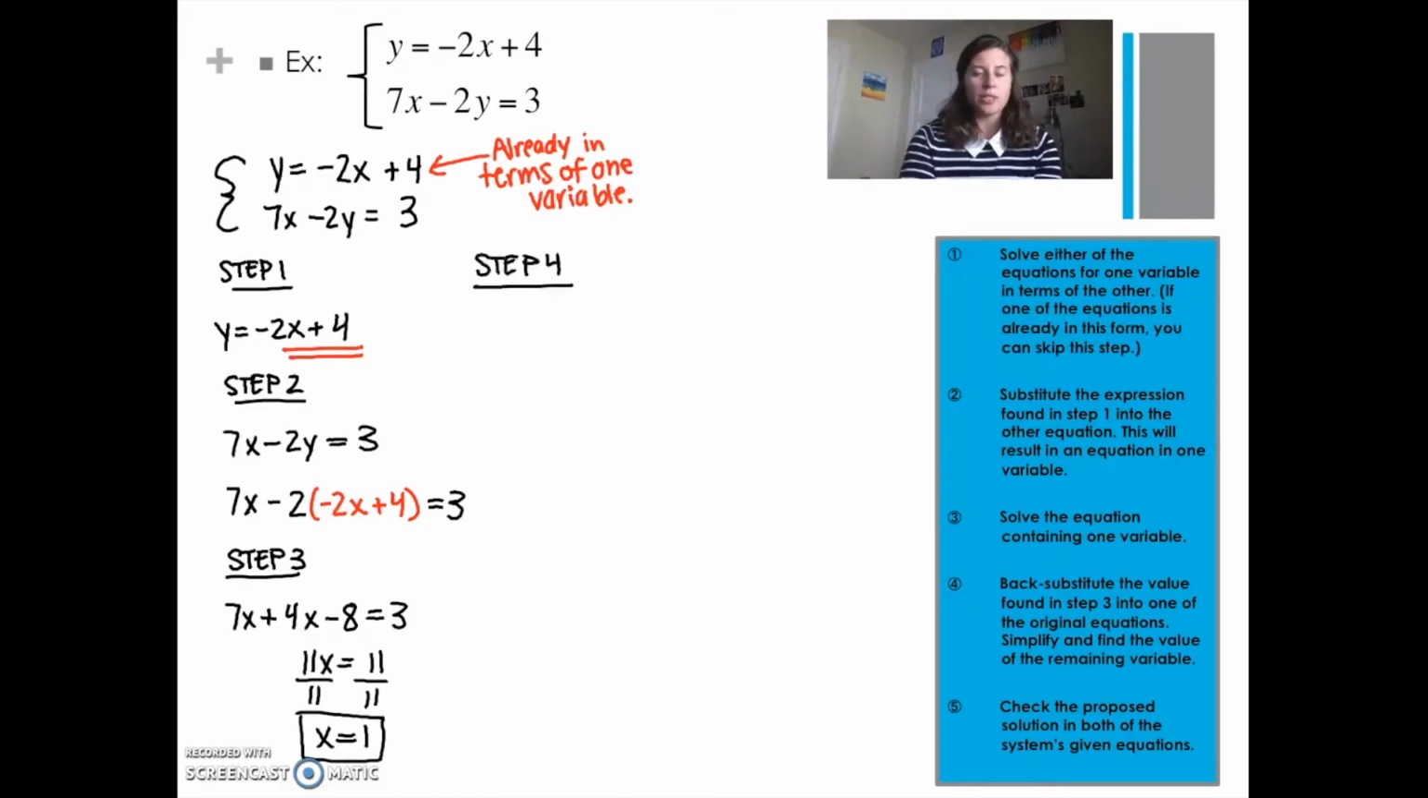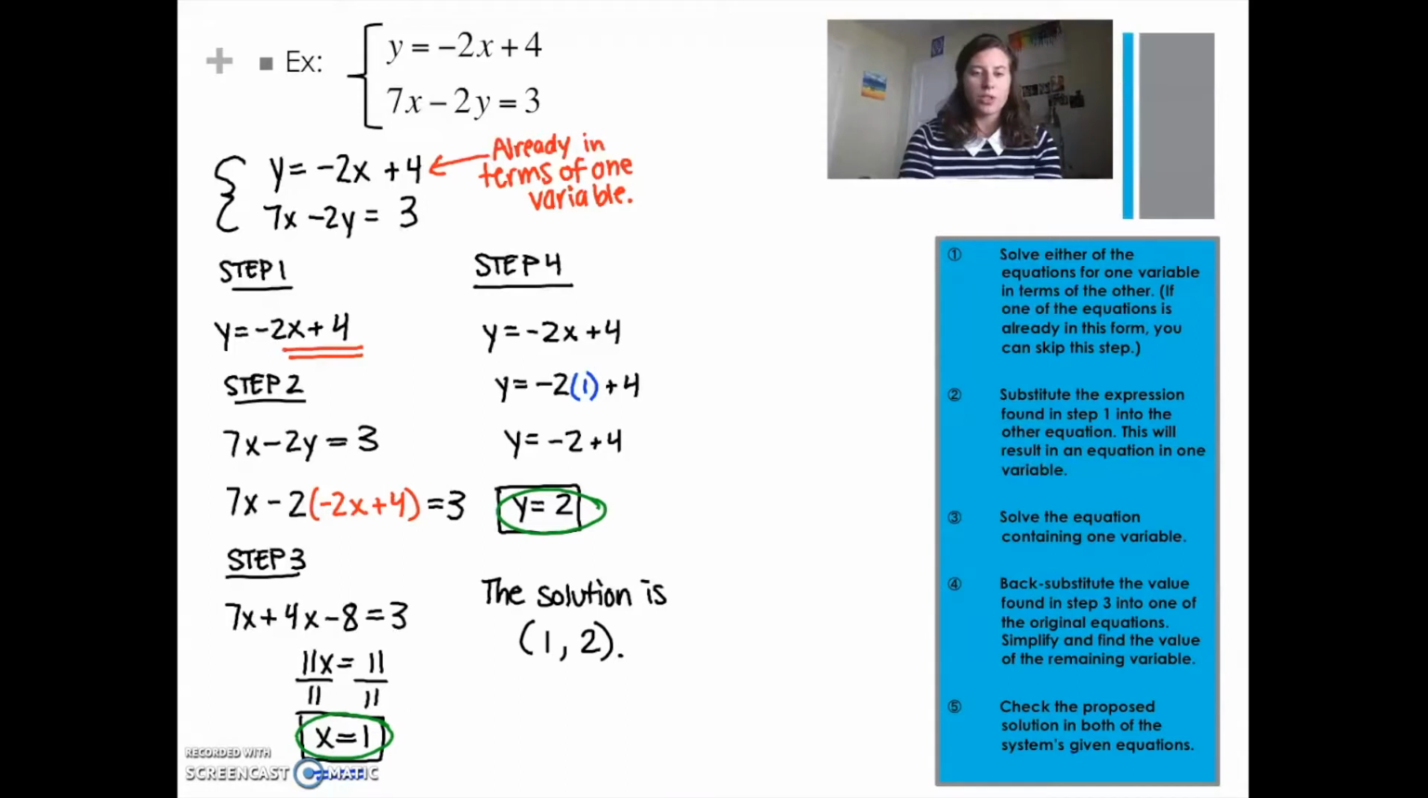Now step 4 is to back substitute the value you found in step 3 into one of the original equations. Use the original equation y equals -2x plus 4. You found that x equals 1, so substitute 1 in for x. Simplify to get y equals -2 plus 4. Add to get y equals 2. Now you have found your x value and your y value. So the solution is the ordered pair 1, 2.